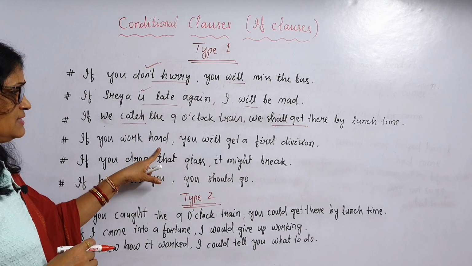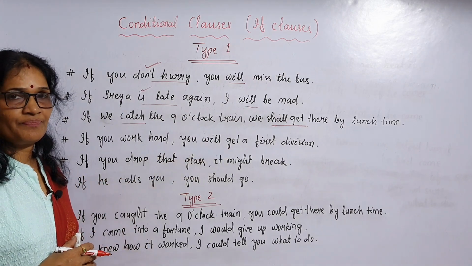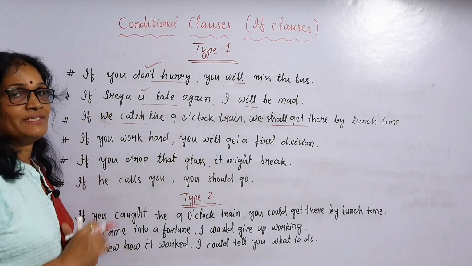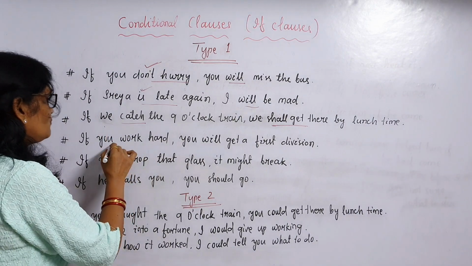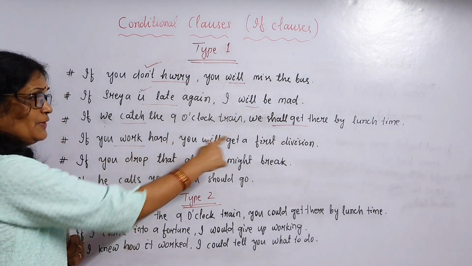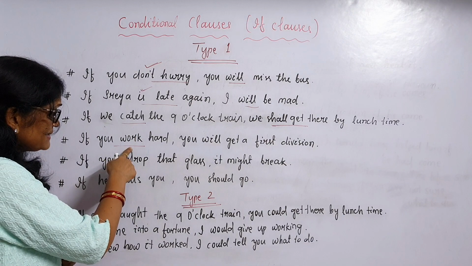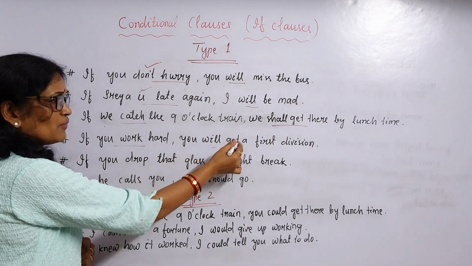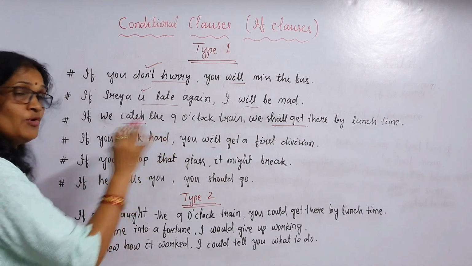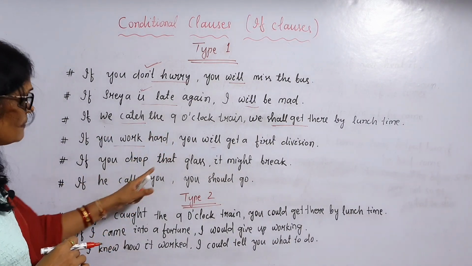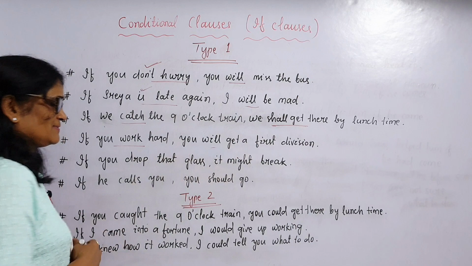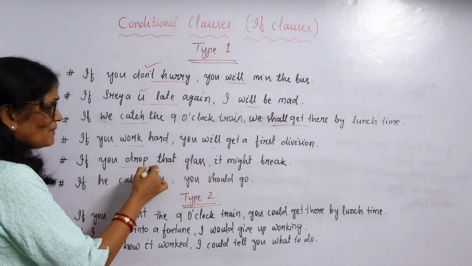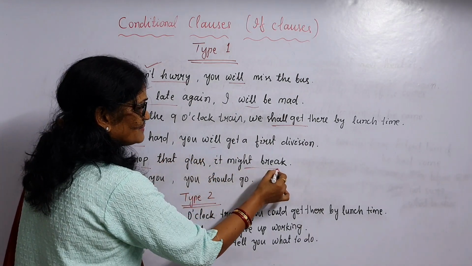If you work hard, you will get a first division. Okay. There is possibility. If you work hard, you will get a first division. Simple present in the if clause, and in the main clause will, shall, modal plus verb 1. There is more possibility. If you drop that glass, it might break. Okay. Drop, simple present, might break.